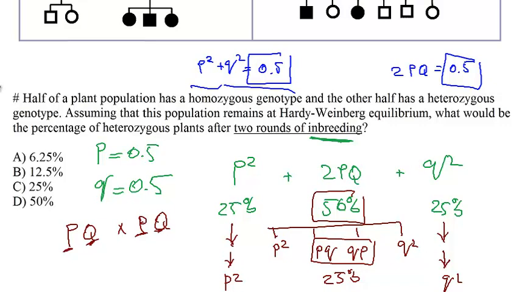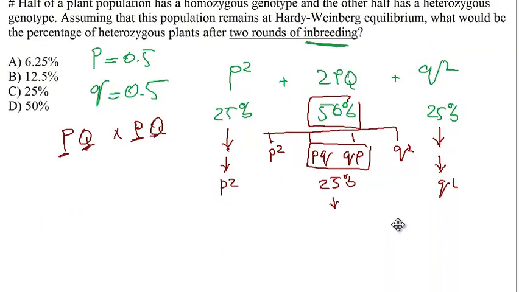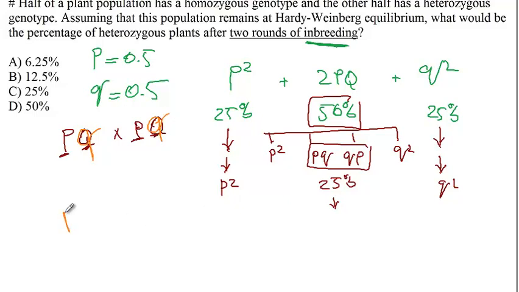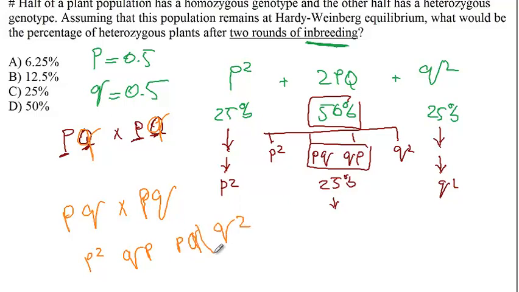Now, if you repeat the same phenomenon again, pq times pq, only half of this population would be heterozygous. And instead of capital Q, I should have used lowercase q. So here again, pq times pq gives us p², qp, pq, and then q². So only 50% of this population would be heterozygous. So again, 25% divided by 2 is 12.5%. So after 2 rounds of inbreeding, the number of heterozygous plants dropped to 12.5%.